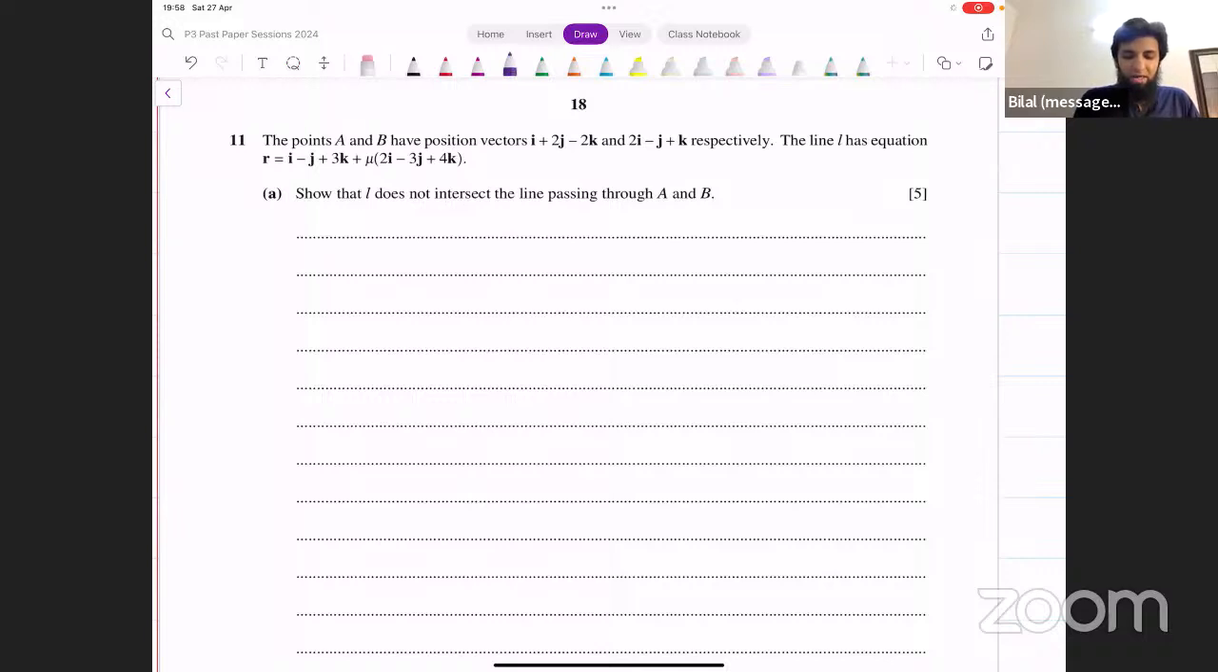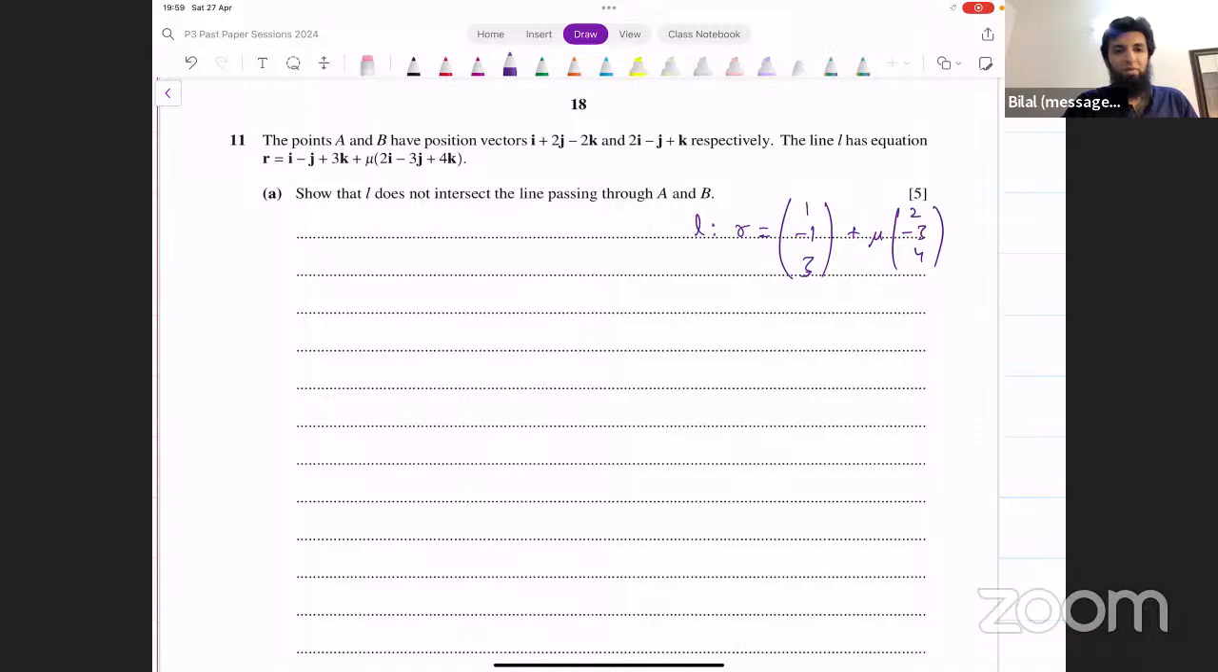You've got one line L. We have the equation of that given. This is the equation of the line L. Let's write it in column vector form to make things easier to understand. Line L has this equation: r equals (1, -1, 3) plus mu into (2, -3, 4). This is the equation of the line L.